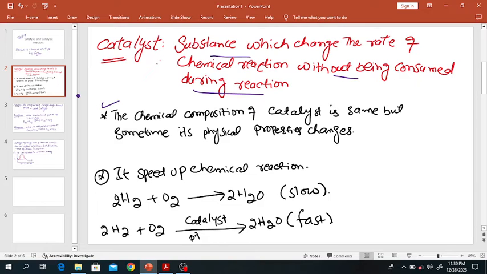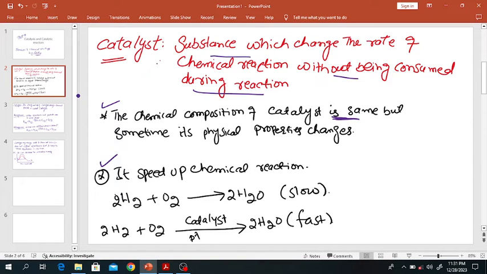The chemical composition of a catalyst is the same before and after a chemical reaction. A catalyst cannot change chemically during a chemical reaction. The chemical composition is the same before and after, but its physical properties, like its color and its physical state, can change during a chemical reaction. So sometimes the physical property of a catalyst changes during a chemical reaction.